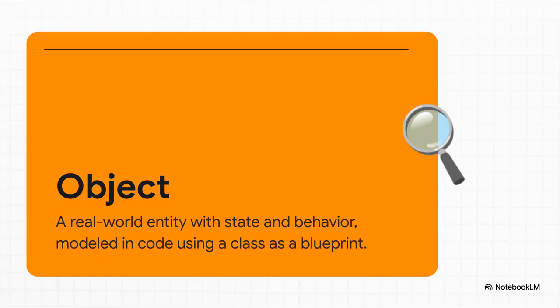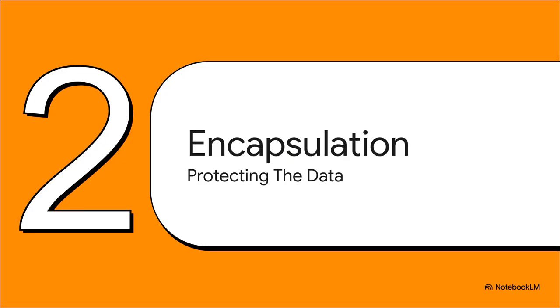And the class? Think of a class like a manufacturing blueprint in a factory. It's the template that defines what a smartphone should be, so we can stamp out as many individual smartphone objects as we need.